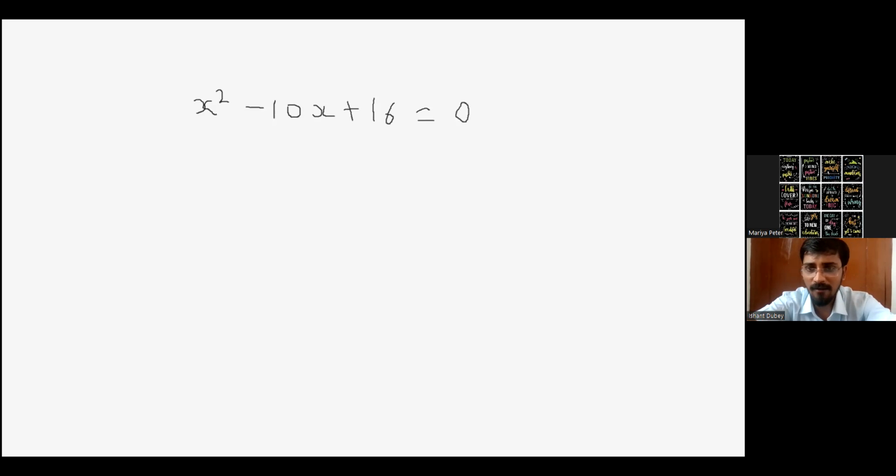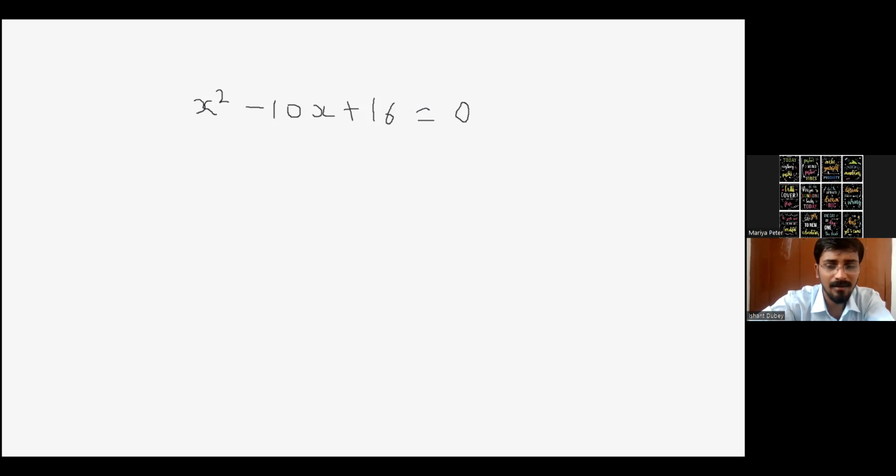So we basically have 5 methods. The first method is the factorization method. Let me write it. Factorization method. Okay, so this is the first method.